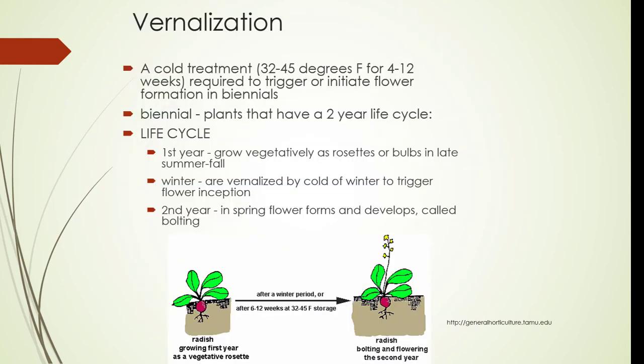So vernalization is a cold treatment required to trigger or initiate flower formation in biennials. So again, this is the same thing. First year it grows vegetatively as rosettes or bulbs in late summer or fall. In winter, it's vernalized by the cold of winter to trigger the flower inception. And then the second year, in spring, the flower forms and develops, and that's called bolting.